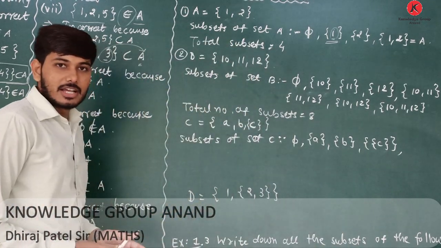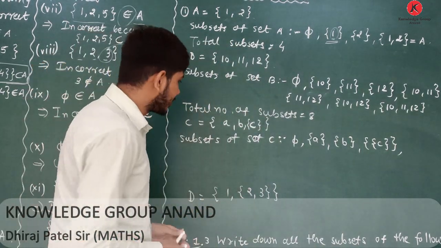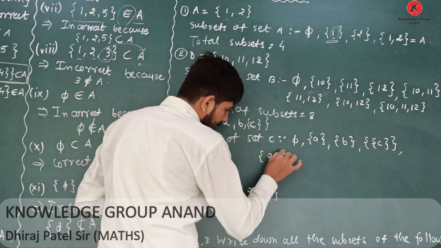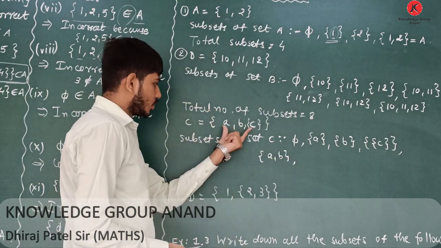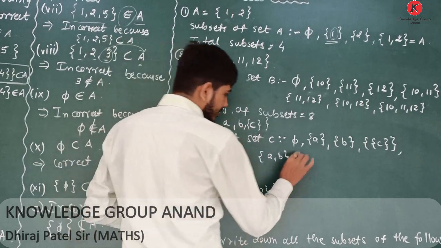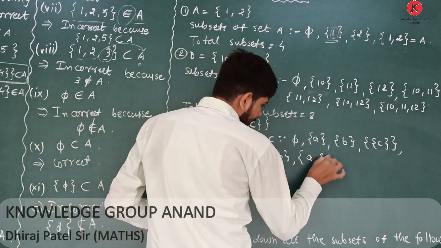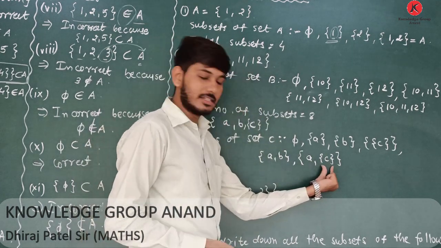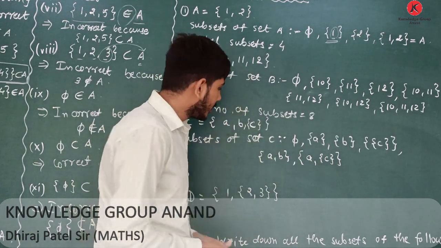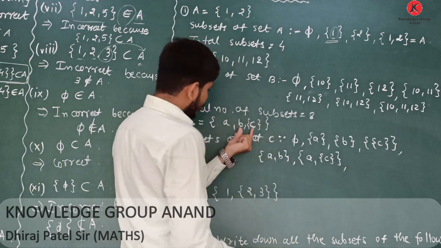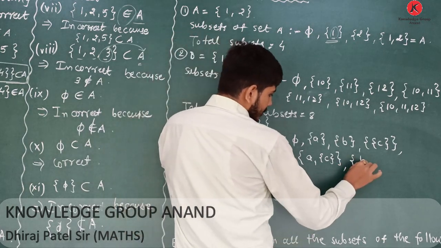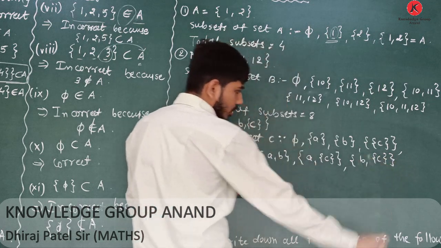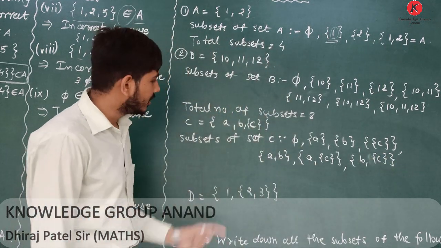Now the subsets having 2 elements. I am taking the first and second elements, A, B. We can also take the first and third elements, therefore the first and third element, A and this is the element in curly brackets. And we can also take the second and third, B and C. This is also another subset.